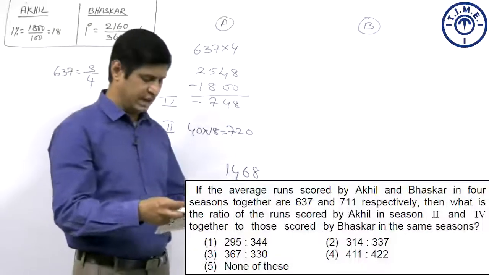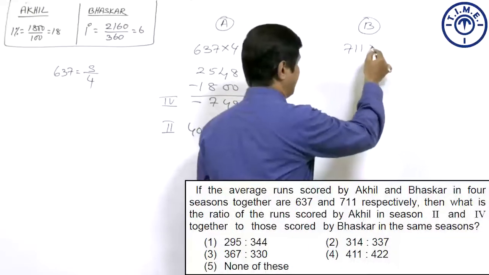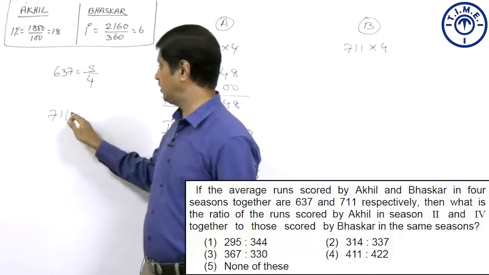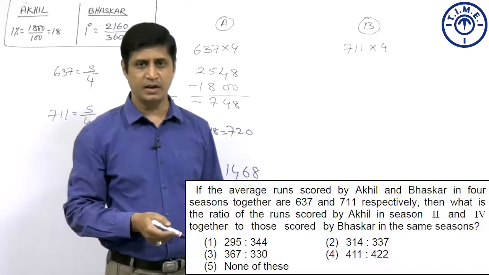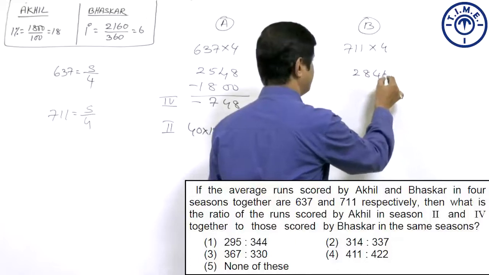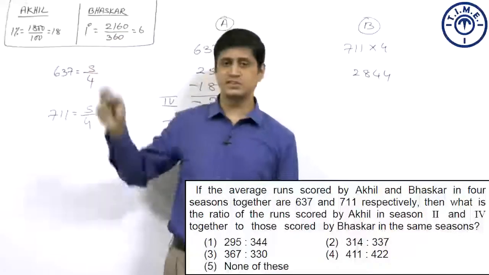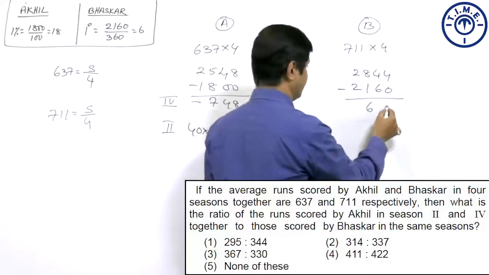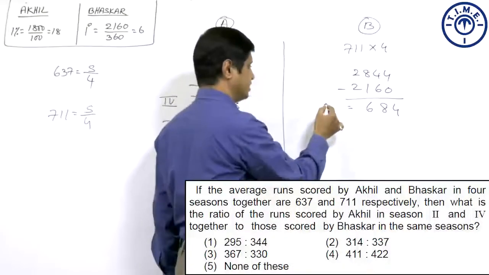For Bhaskar, what is the average here? The average is 711. So, 711 is the average, what is the total? The same formula we need to apply. 711 is equal to sum by 4, so the sum is equal to the product of 711 into 4. The value is 2844. In the first 3 seasons, the score of Bhaskar is 2160. When you subtract 2160, the result is 684.